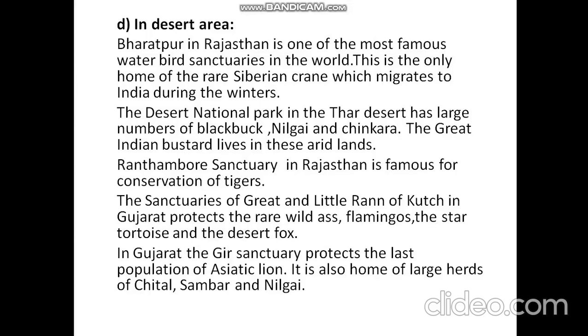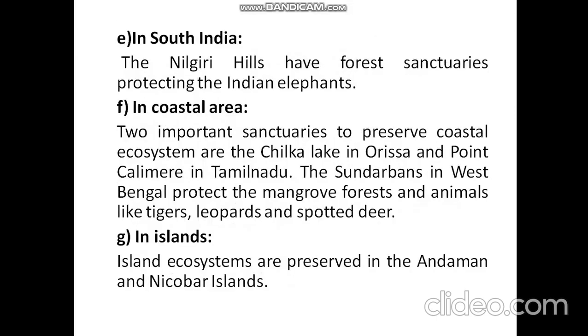In Gujarat, the Gir sanctuary protects the last population of Asiatic lion. It is only in Gir forest you have the Asiatic lion. It is also home of large herds of cheetal, sambar and nilgai. In South India, the Nilgiri Hills have forest sanctuaries protecting the Indian elephants.